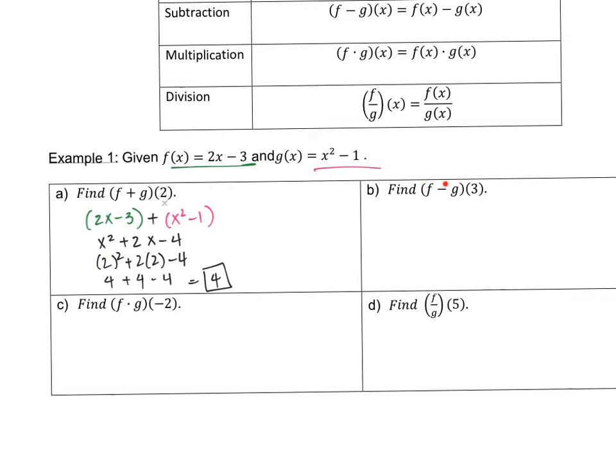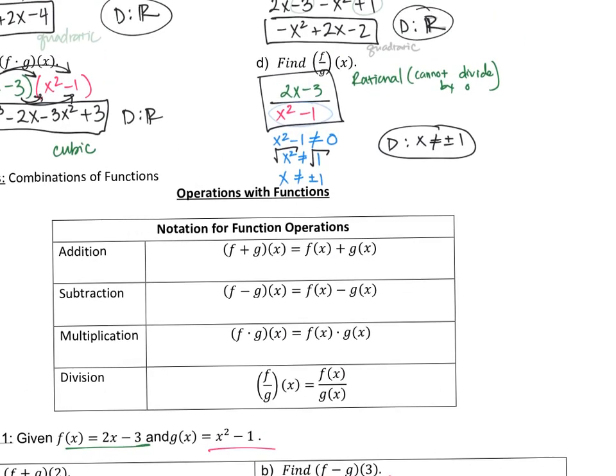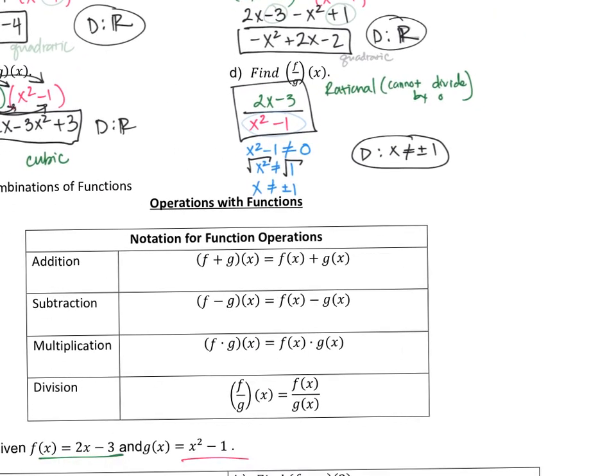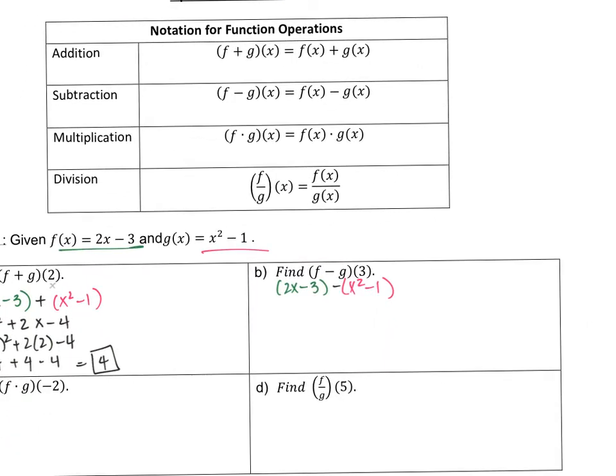This next one here is subtraction, but we've already subtracted the two equations up there. So all we're doing is taking 2x minus 3 and subtracting our g. And like I said, this is the exact same equation as before, so I'm just going to take what I had up here as my answer. So that's negative x squared plus 2x minus 2. And now I'm plugging in a 3 for my x here.